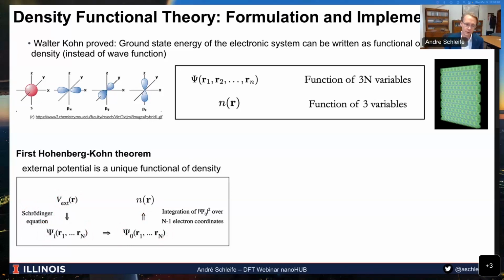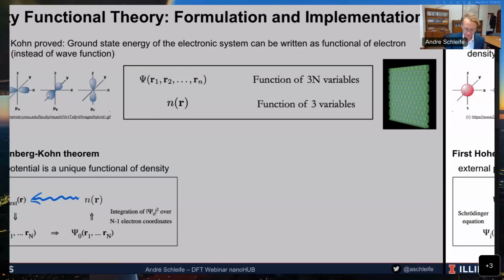What the first Hohenberg-Kohn theorem says is that this density connects back to this potential. So in other words, the external potential is a unique functional of the density. And what that tells you is that once you have the density, you know what the potential was. That shows that we can use the electron density as a basis variable instead of the wave function. That's a tremendous theoretical advance, but it does not tell you yet how to do it. For that, we need a couple more steps.